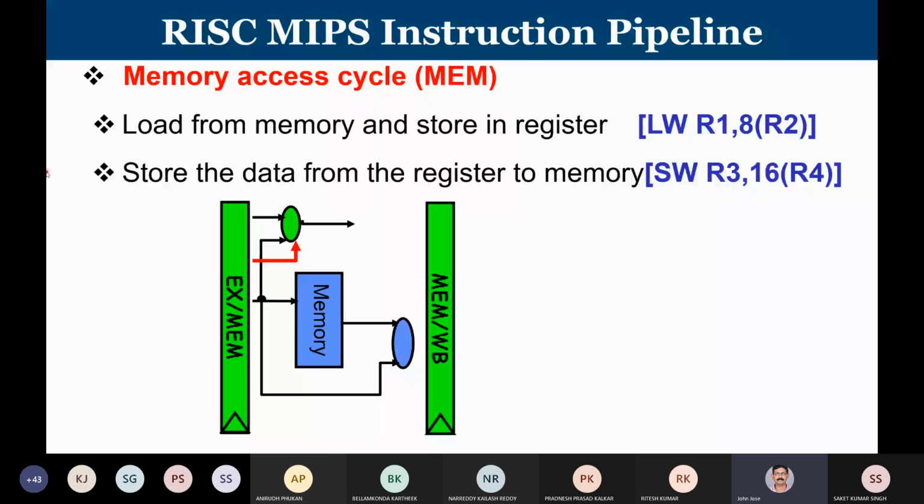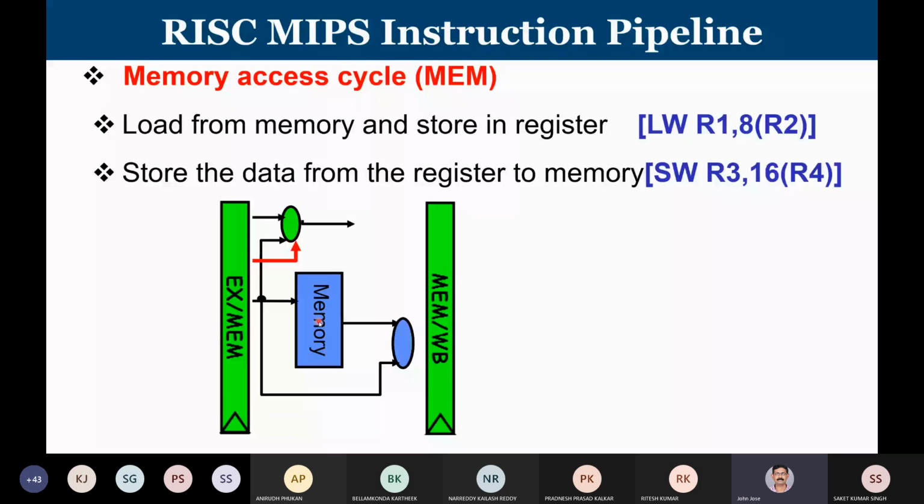The address is already available in the EXMEM register. In the case of a store operation, the content of R3 as well as the effective address, both are available in the EXMEM register. For the case of a load instruction, the effective address, that is 8 plus the content of R2, is available in the EXMEM register. So in the MEM stage, whatever the address is, if it is a load, you go to the location and bring its contents. So the contents from 8 plus R2 will reach the MEM write back register. For a store operation, your operation is getting over. The content of R3, which is present in the EXMEM register, will be written to the memory. That's the way this works.